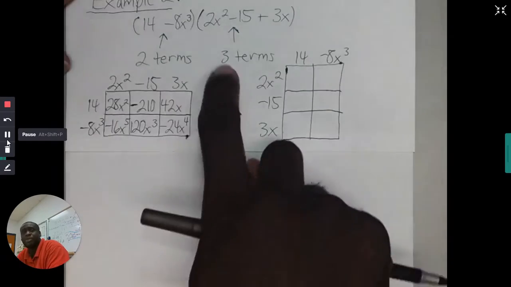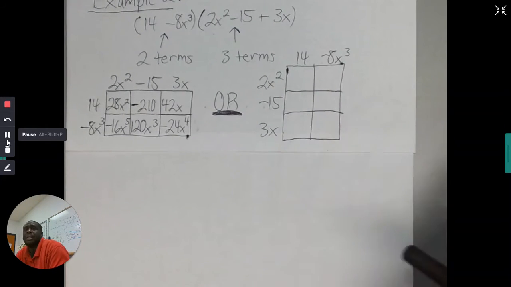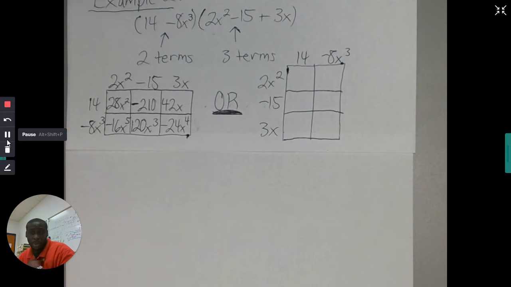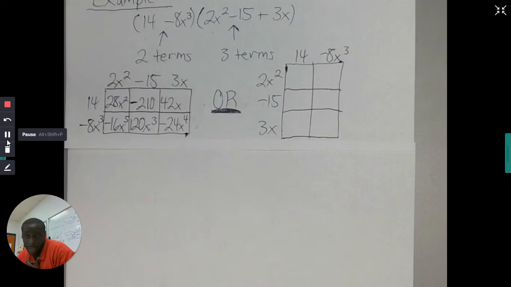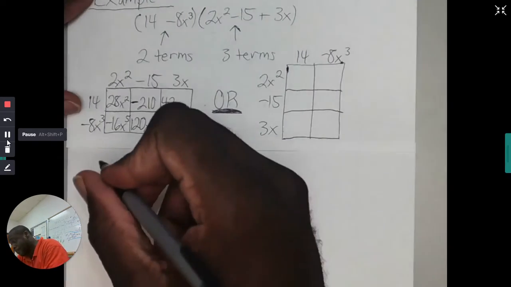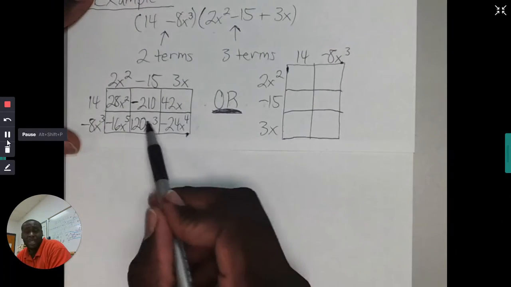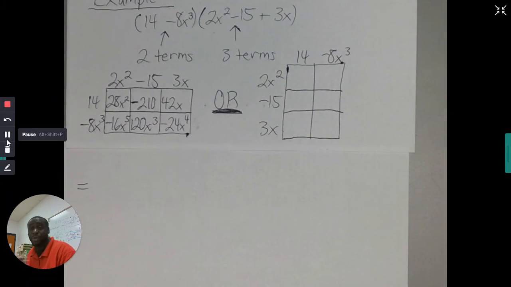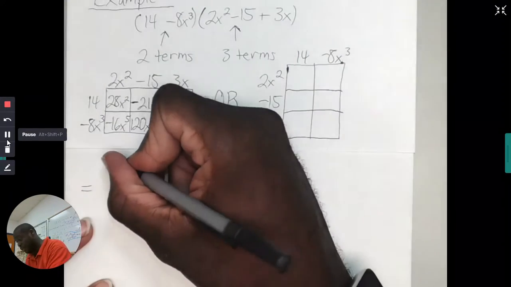The box method is really just a form of extended distribution, okay? And I personally prefer to use the box method with multiplying any types of polynomials. Again, you don't have to use what I like. All right, so we wind up having 6 terms here. And again, I'm going to require and ask that you write your answers in standard form.